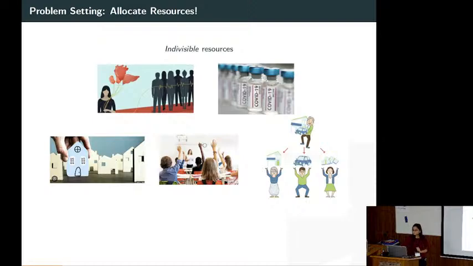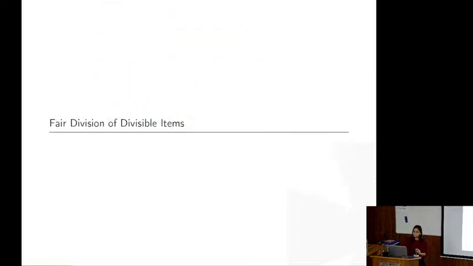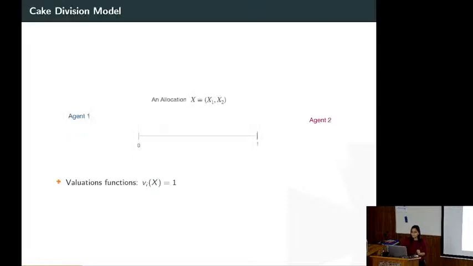indivisible setting. Okay, to begin with, we'll see a division of divisible items, and let me just motivate the model first. So we'll represent a cake by an interval, a 0, 1 continuous interval. There are some agents and they have some valuations. So we'll say that an agent values the entire cake at one number, say 1. So this is called normalization, that the entire cake has a value 1.